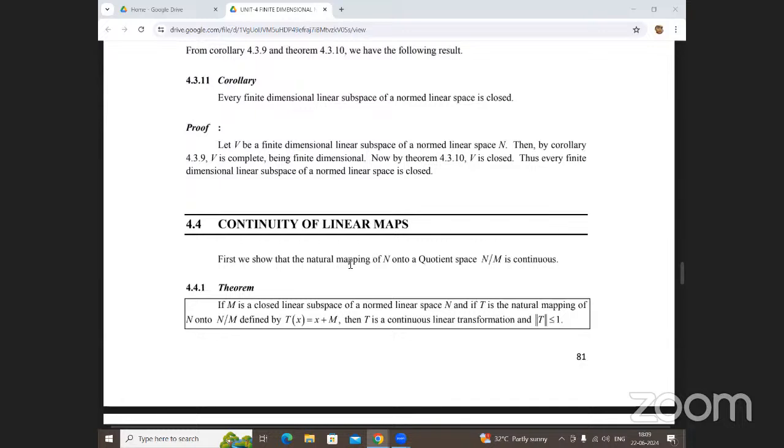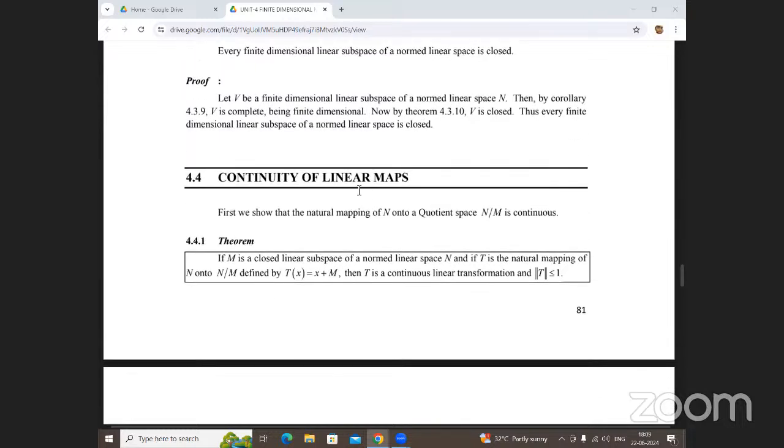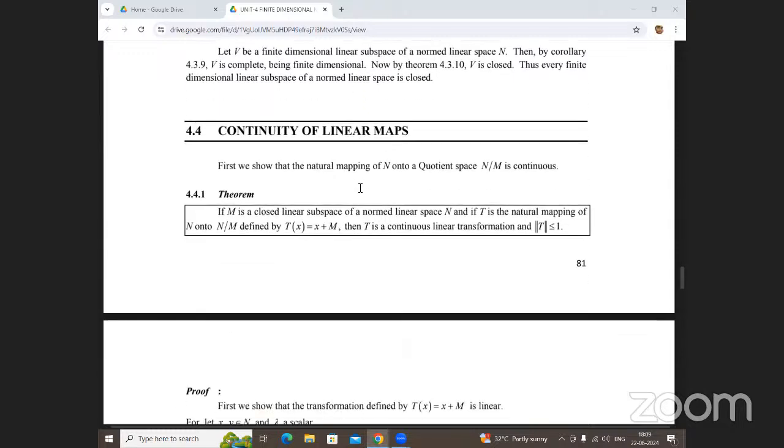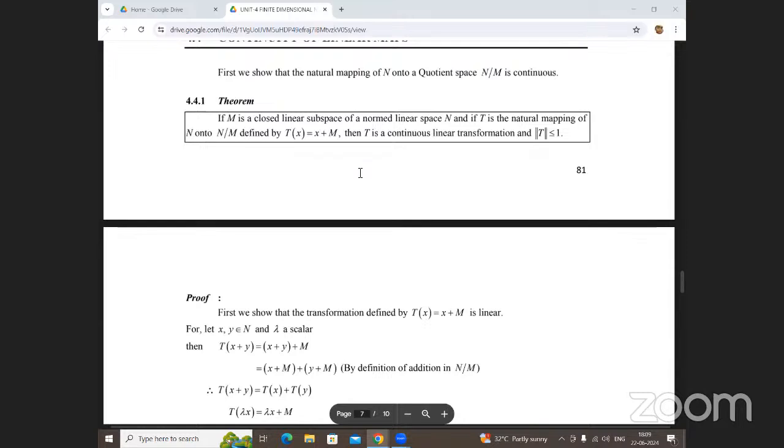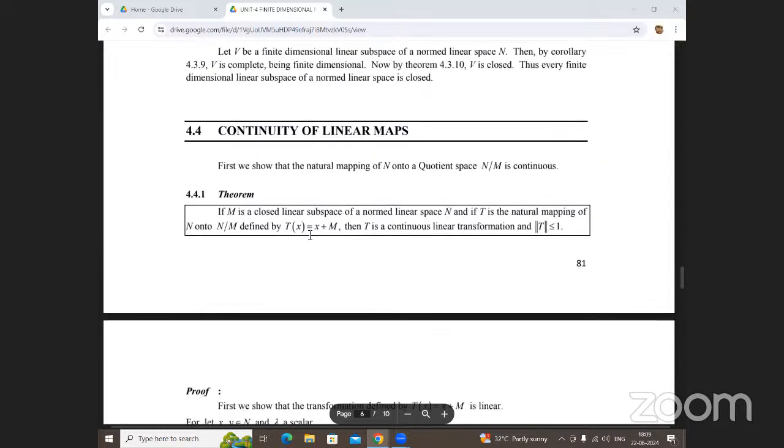Okay, students. Now this is one of the important concepts of finite dimensional normed linear spaces, and how to define the continuity of linear maps. That is also a very simple concept. What is the natural mapping, the embedding mapping? The natural mapping is defined from capital N onto the quotient space N by M.